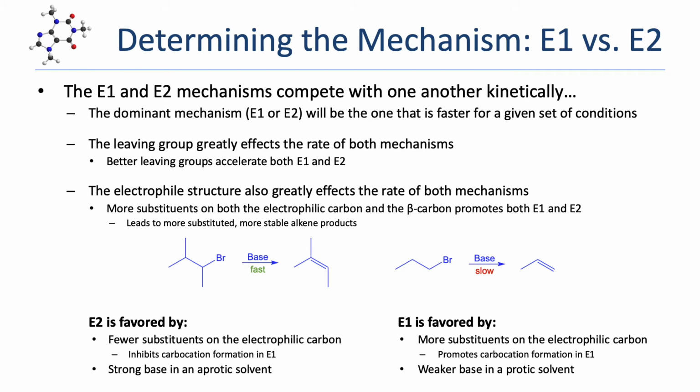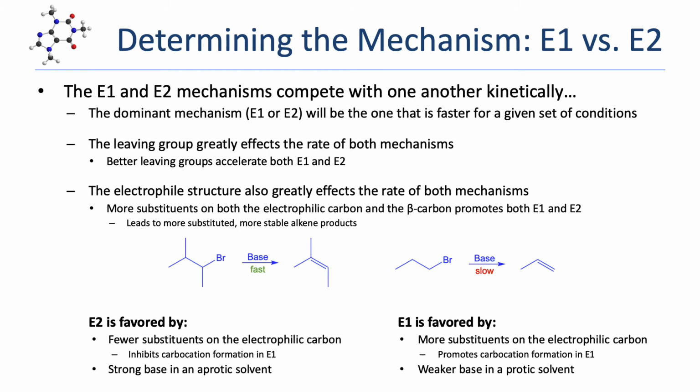Well, in general, E2 is still favored by fewer substituents on the electrophilic carbon. And that's simply because having fewer substituents on that carbon would inhibit carbocation formation in an E1 mechanism. E2 is also greatly favored by strong base and an aprotic solvent, which is similar to the effects we saw in an SN2, which was favored by a strong nucleophile and an aprotic solvent. By contrast, E1 is actually quite rare.